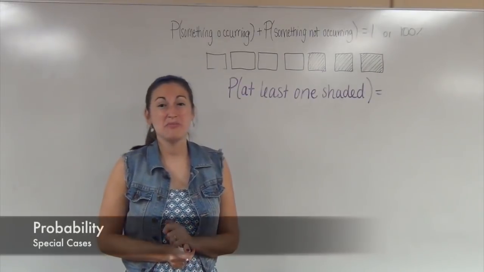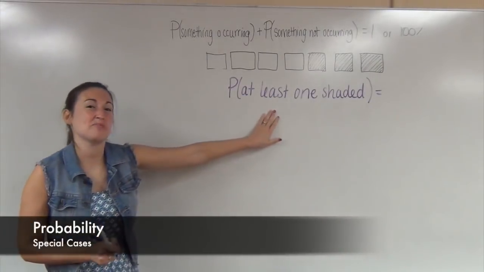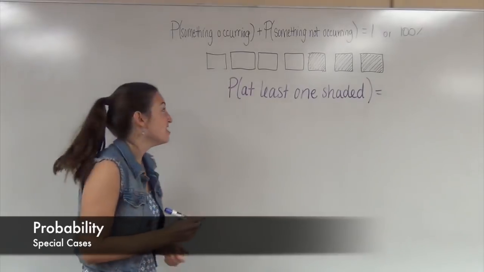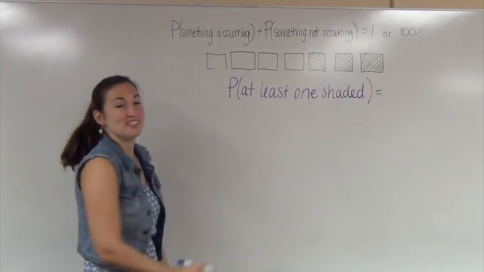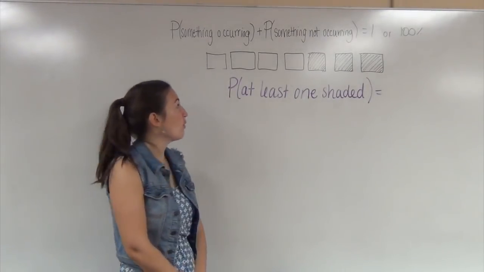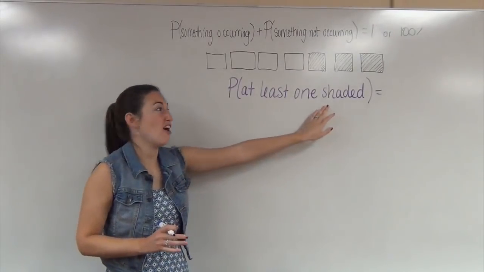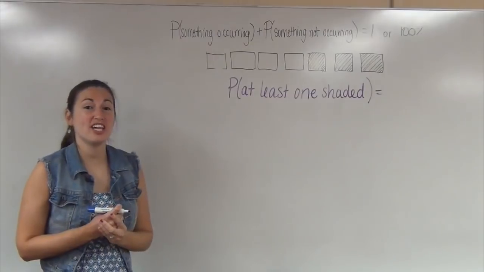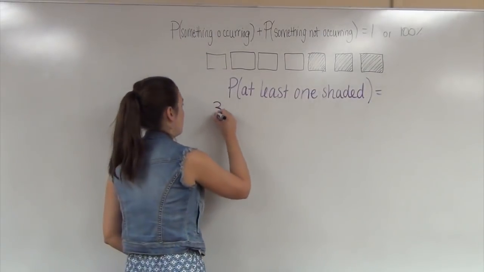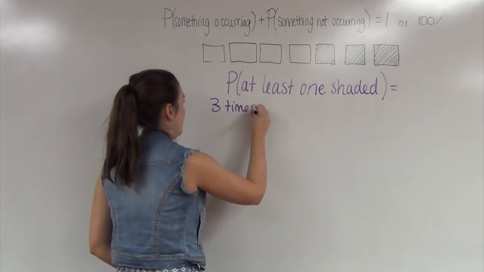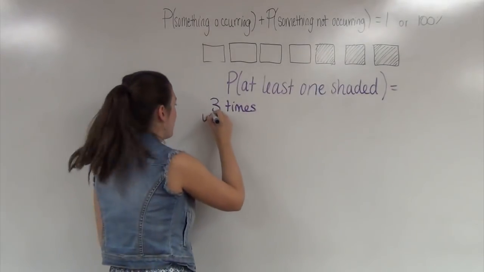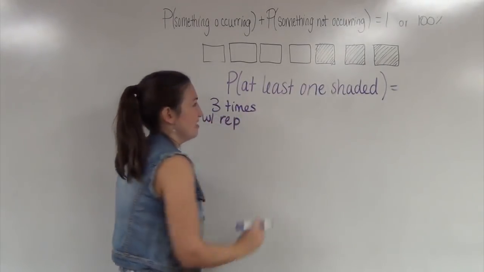Hi everyone. A lot of people have been asking how to solve these types of problems when it comes to probability. So if I have a box with 7 tickets, 3 of them are shaded, 4 are not shaded, and I ask you, what's the probability of drawing at least one shaded ticket if I draw 3 times, and then we want to specify with replacement?